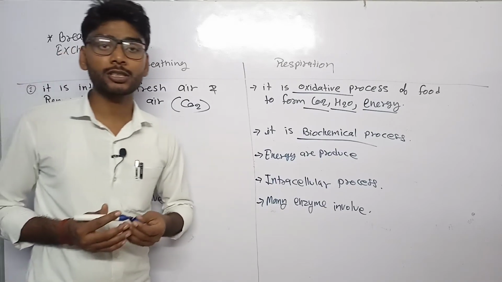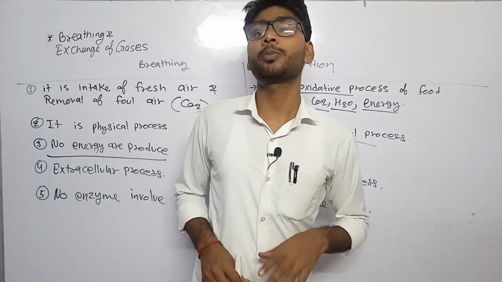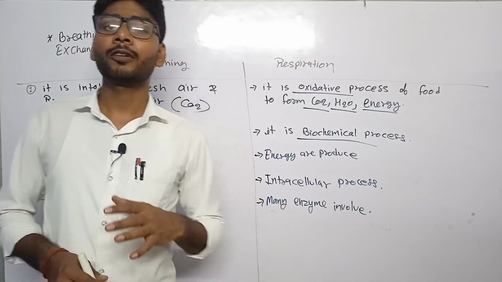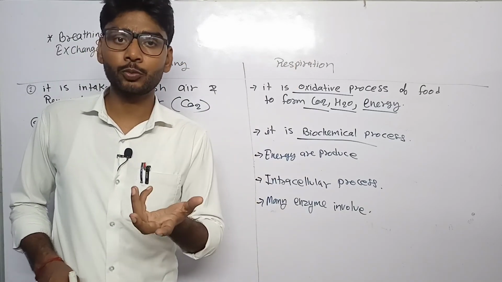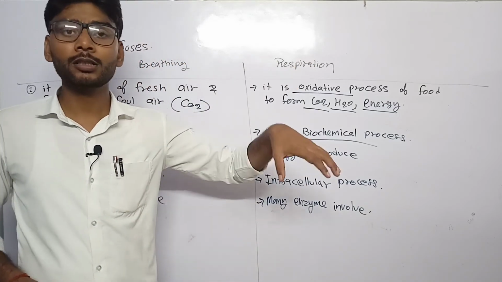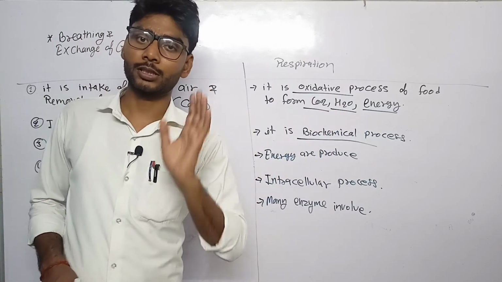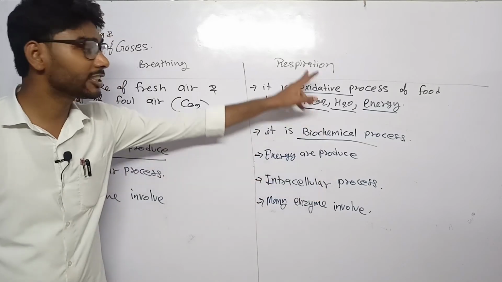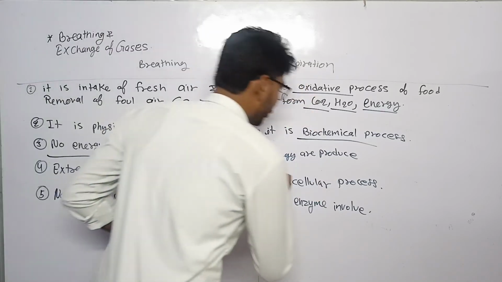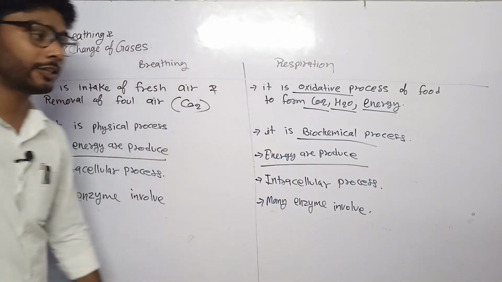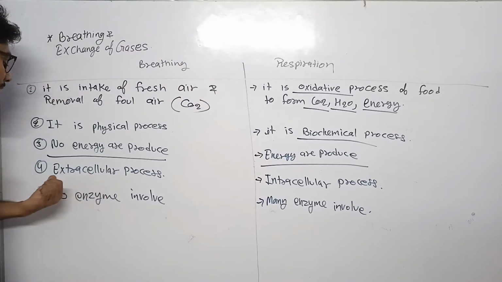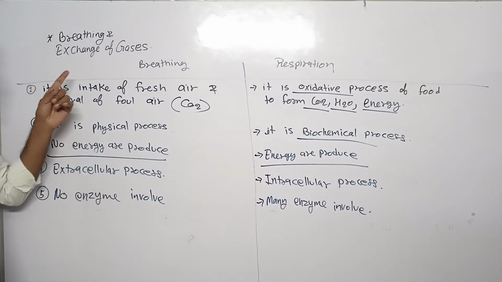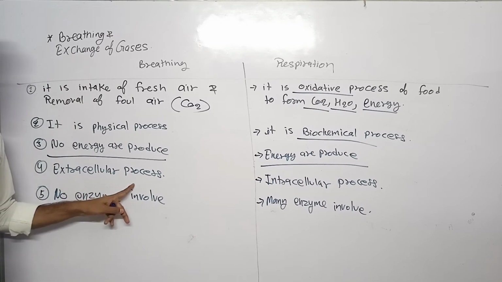What do we mean by active process? Active means energy consuming process. Okay, like when we talk, this is an energy consuming process. When we walk, this is an energy consuming process. Okay, so energy is produced in case of respiration by the process of glycolysis, Krebs cycle, etc. We already know. Okay, so the next difference is that breathing is an extracellular process.